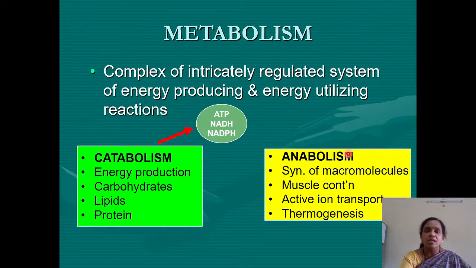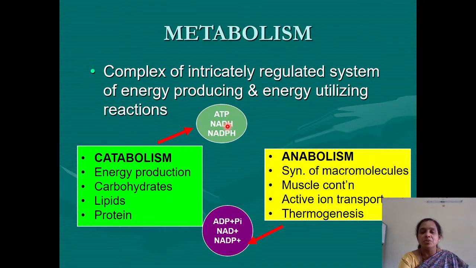Now, what does catabolism lead to? Catabolism leads to the formation of ATP, NADH and NADPH. ATP is the energy currency of the cell. From NADH you will be getting energy. NADPH is just used for oxidation and reduction reactions, and it does not per se produce any energy. Only NADH, when it enters into the electron transport chain, will be producing energy.